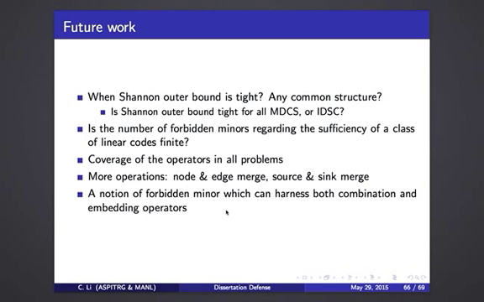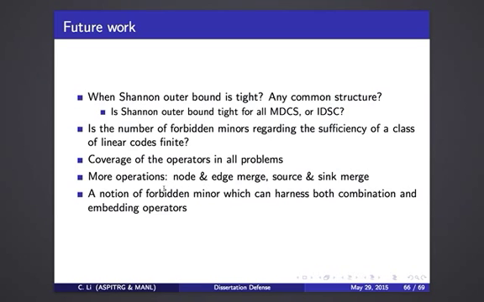For future research, we would like to propose some intriguing questions. Regarding the rate region problems, we would like to see, when the Shannon outer bound is tight, whether they share any common structures. A sub-question could be whether the Shannon outer bound is tight for all MDCS or IDSC problems. Another question is whether the number of forbidden minors regarding the sufficiency of a class of linear codes is finite. Though we have built the relationships between forbidden minors, we haven't proven whether the number will be finite or not, like for graphs and matroids.